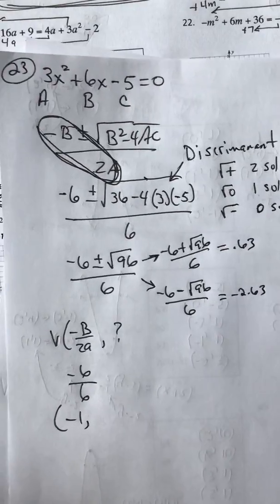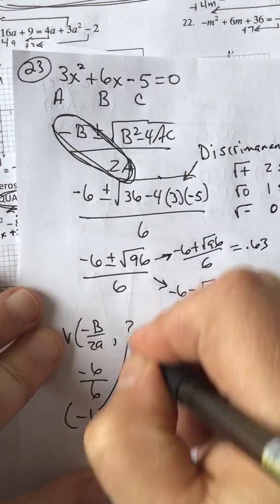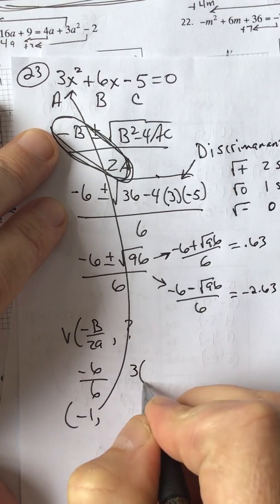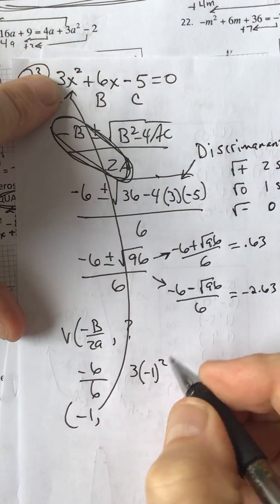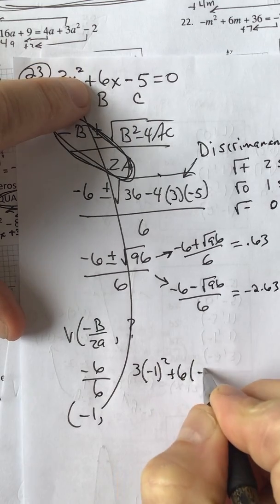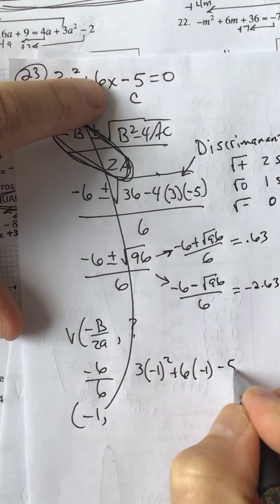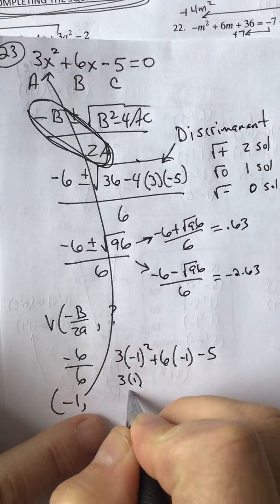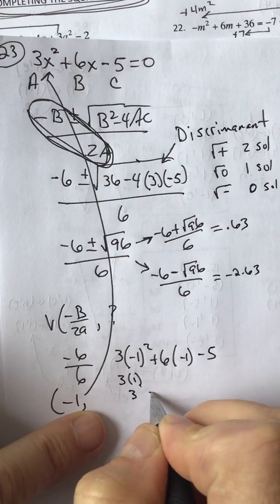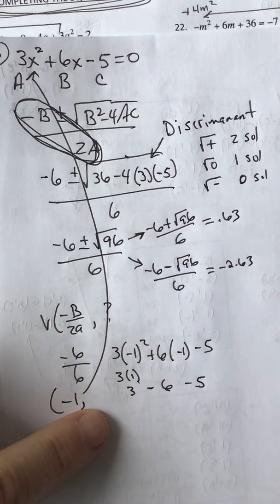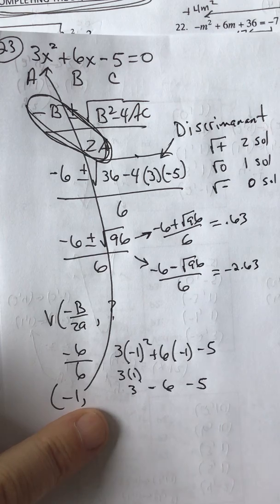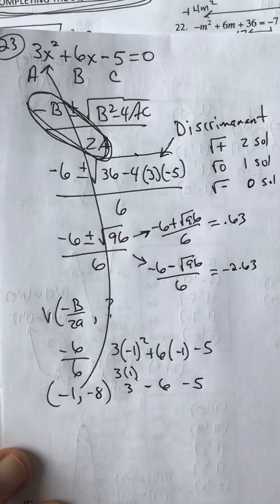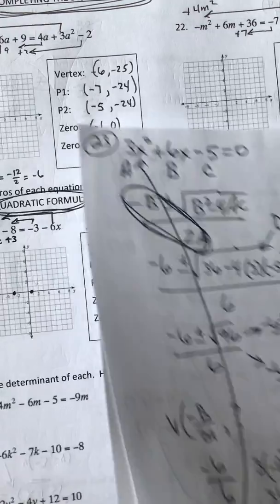Then you take that and plug it back in the original. So I'm going to take this negative 1 and plug it back in the original to see what y is. So that will be 3 times negative 1 squared, plus 6 times negative 1, minus 5. That will be the y. So that's 3 times 1 is 3. 6 times negative 1 is negative 6, minus 5. So we have 3 minus 11, so negative 8. So there's the vertex: negative 1, negative 8.